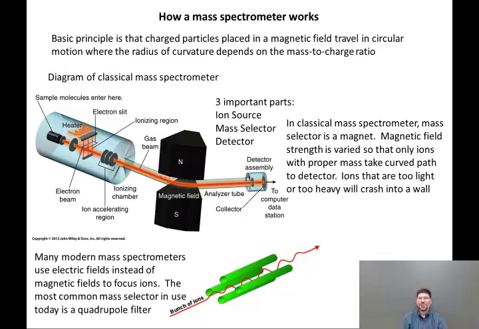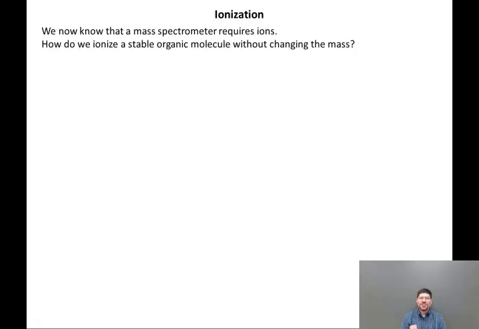Okay, so that's just for the information of people out there who may be interested in how these things actually work. So we now know that a mass spectrometer requires ions, because in all cases we're taking ions and either putting them through a magnetic field or through an electric field. So how do we ionize a stable organic molecule without changing its mass?